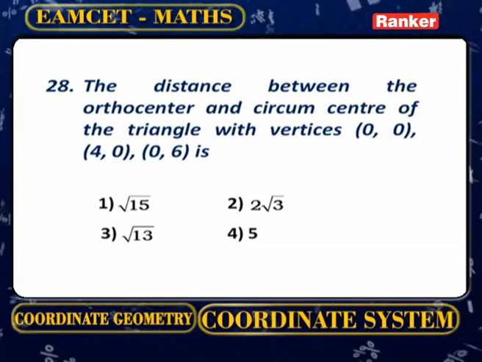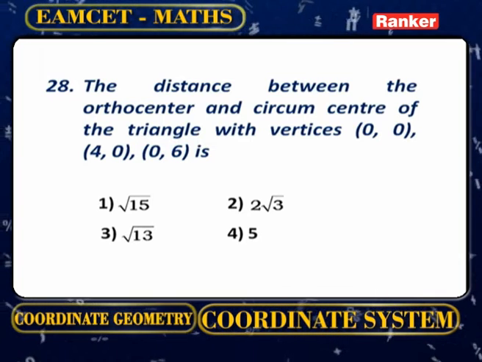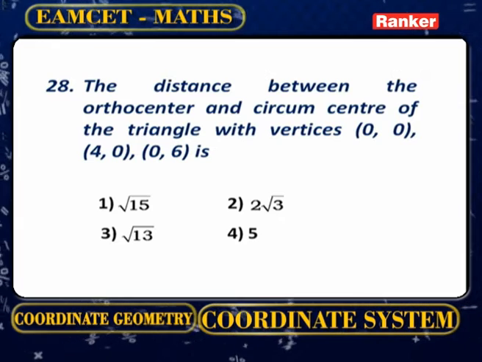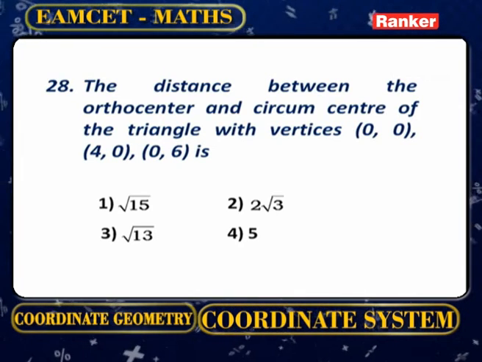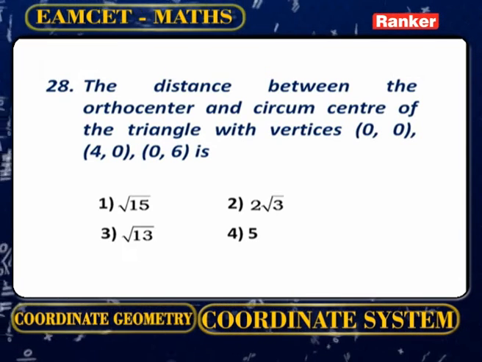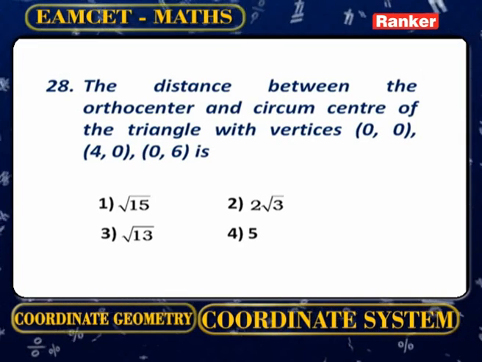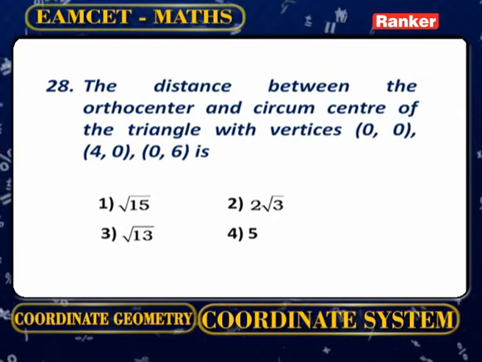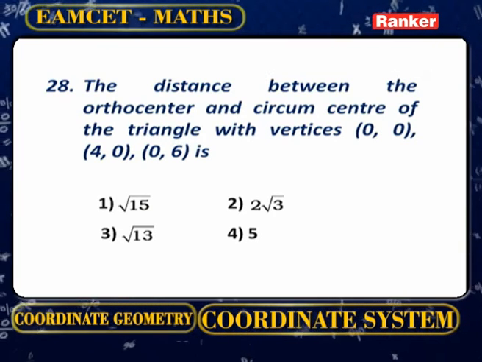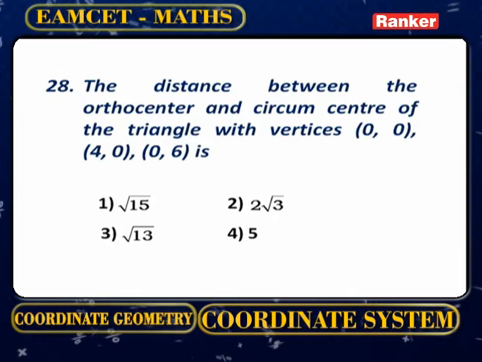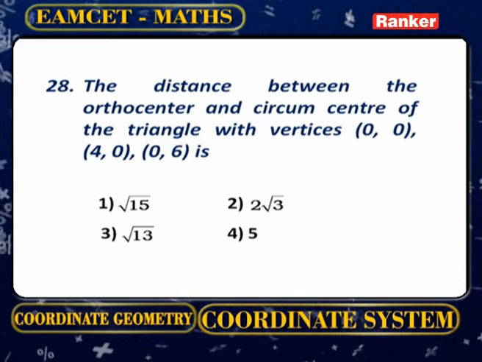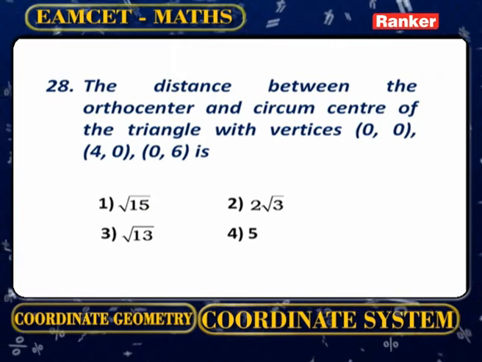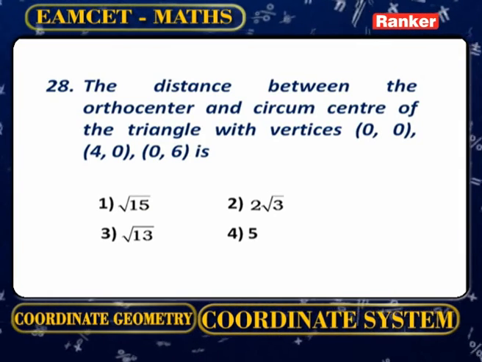Next problem. The distance between the orthocenter and circumcenter of the triangle with vertices 0, 0, 4, 0, 0, 6. Now required the distance between the orthocenter and circumcenter of the triangle formed by the points 0, 0, 4, 0 and 0, 6.